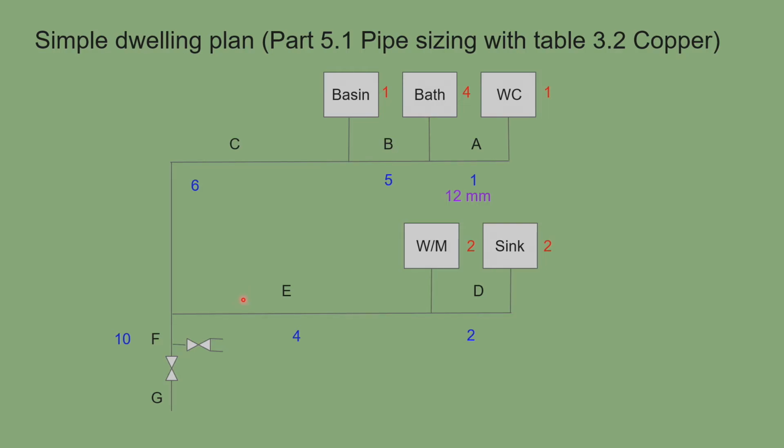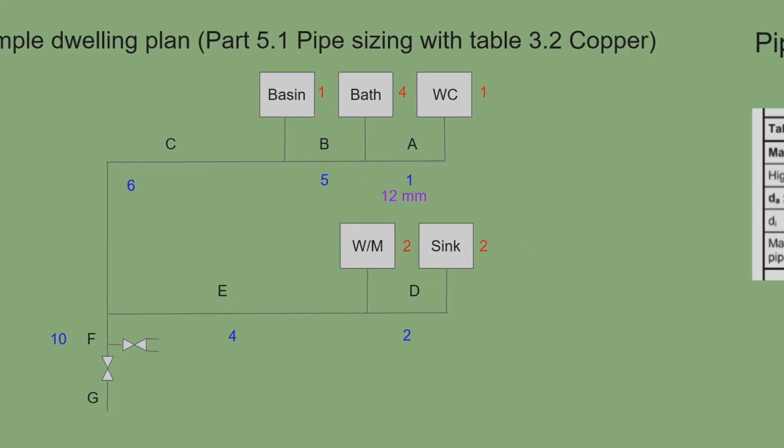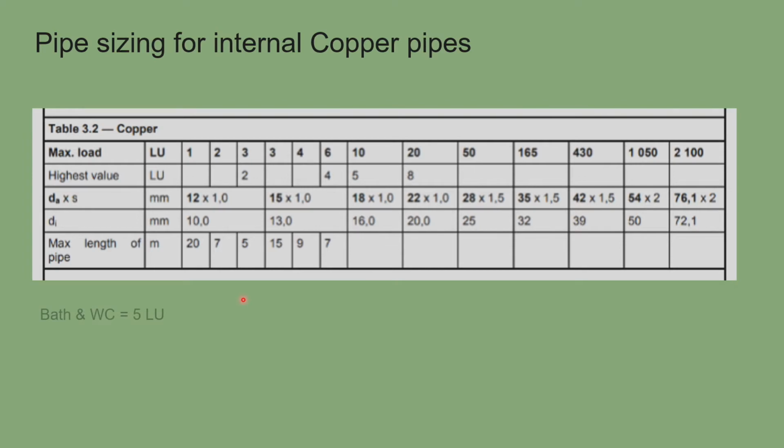So now we'll go for section B. We have the bath and the WC, so we've got 5 loading units. So we go back to our table and we have our 5 loading units. There isn't 5 on there, so it can't be 4, so we go up to the 6. So it's got to be the same as or less than, or you go above and then you go to the next one over.